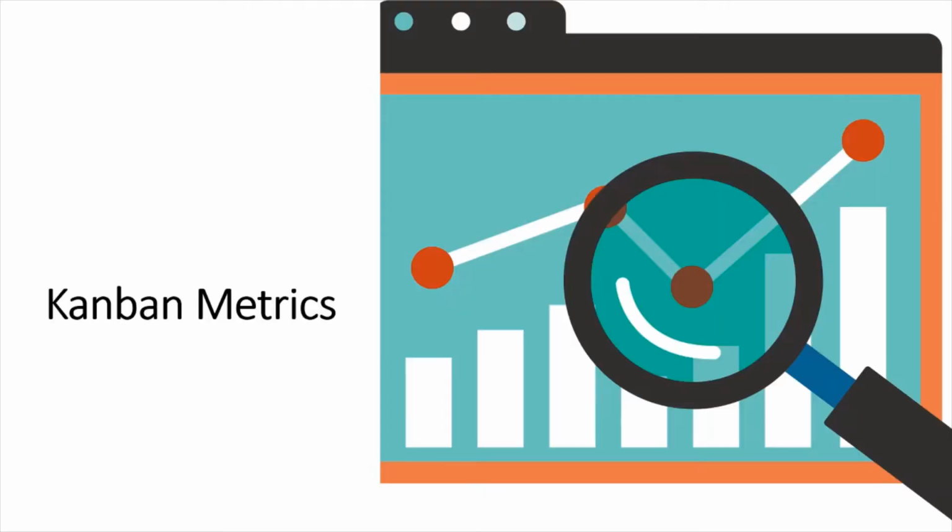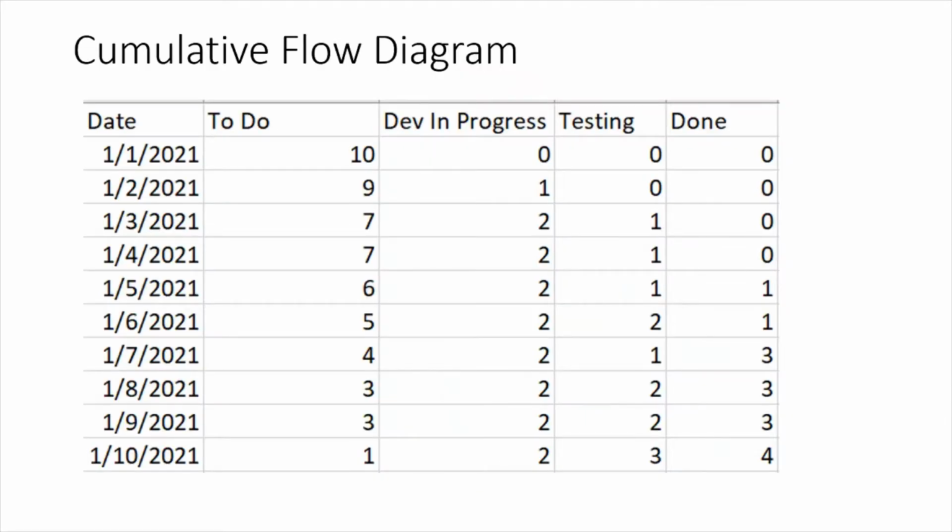Okay, now let's review some Kanban metrics. First of all, and the most popular, is the cumulative flow diagram. Let's review this table. This table basically represents a Kanban board. In this Kanban board we have various columns. The first one is To Do, then Development in Progress, then Testing, and the last one is Done.